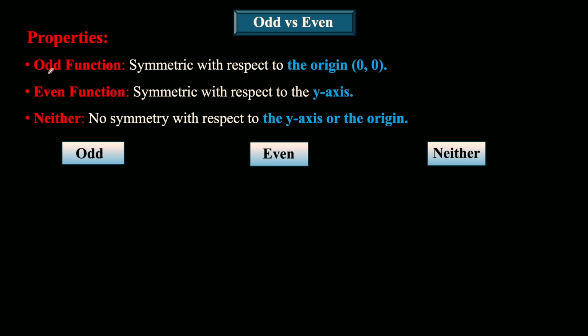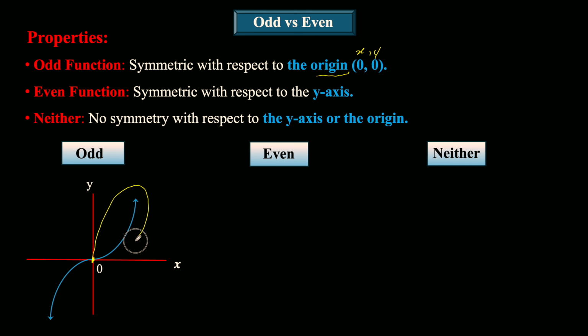So first case is odd function, symmetric with respect to the origin. 0 is 0 on the x-axis and 0 here is 0 on the y-axis, okay? So it will be like that. Here it is symmetric with respect to the origin. The origin means at this point, okay? So we see that our curve passes through this origin point, 0 on the y-axis and 0 on the x-axis, and it continues. Then we see that this part is symmetric with this part, right? So this means it is an odd function.